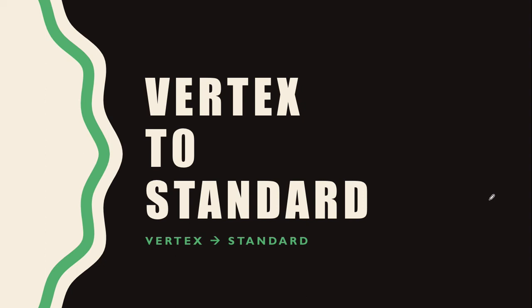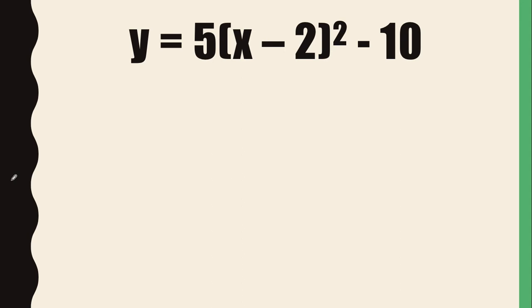I want to go from vertex form to standard form. That means I want to go from y equals a times (x minus h) squared plus k, to y equals ax squared plus bx plus c. So let's look at a vertex form equation. I want to change this so that it's in standard form.